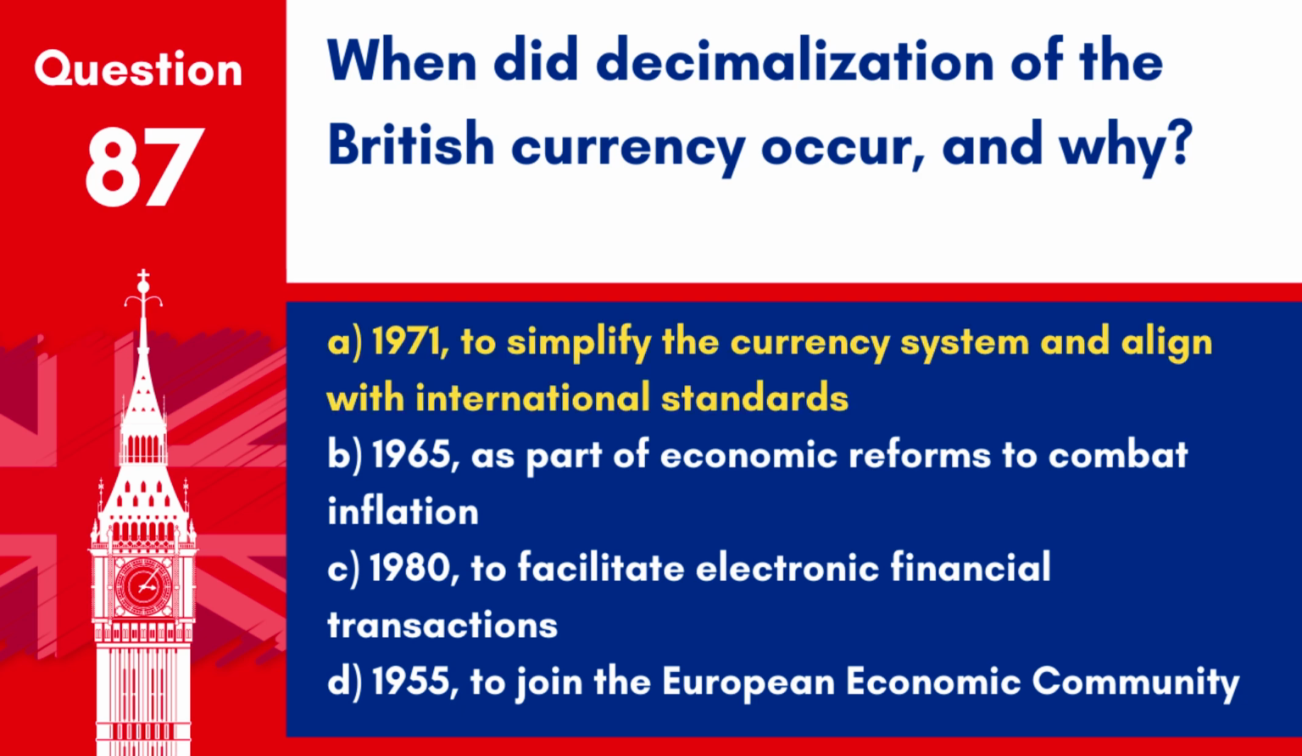Answer: A. 1971, to simplify the currency system and align with international standards. The decimalisation of the British currency occurred in 1971, changing the system to one based on units of 10 for ease and alignment with most other global currencies.